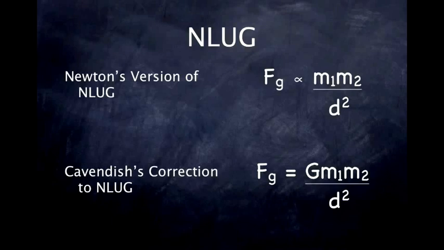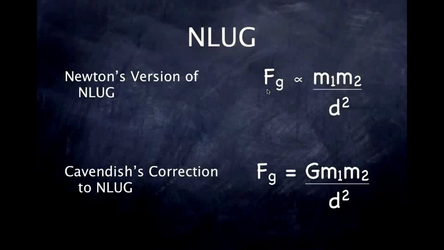So we'll start off with goal 3, and that is this. You see up top Newton's version of Nlug, or Newton's law of universal gravitation. What that says is that the weight is proportional to mass 1, mass 2 over distance squared. And what this just means is, as this goes up by an equal amount, if this goes up by 4, this goes up by 4.